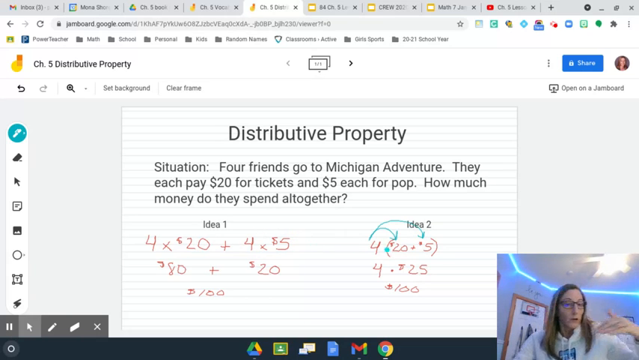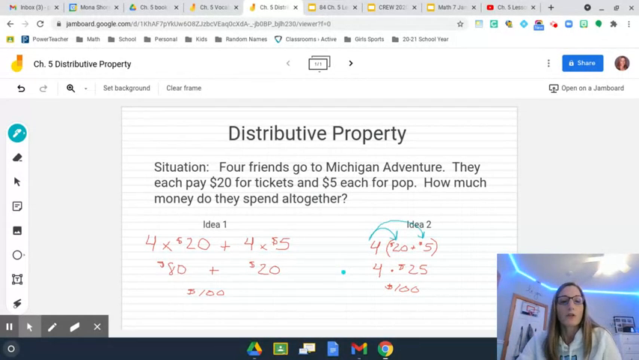So you're doing the exact same thing. They're both set up a little differently. Your mind might process it a little differently or think of alternate ways to solve it. But essentially, this is what's happening with distributive property. You're going to take that value on the outside of the parentheses and multiply it by everything inside the parentheses.